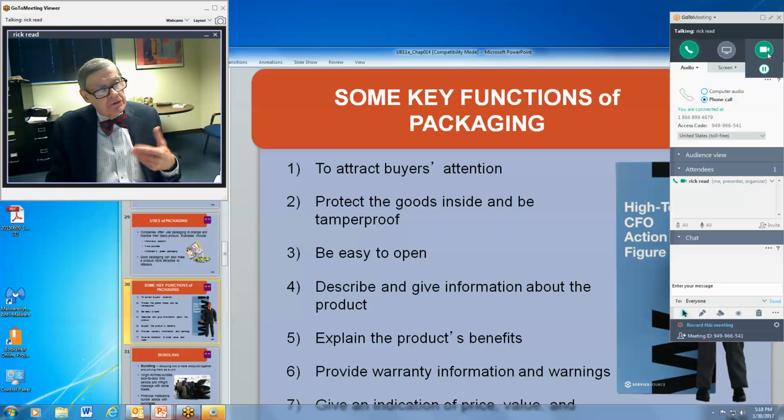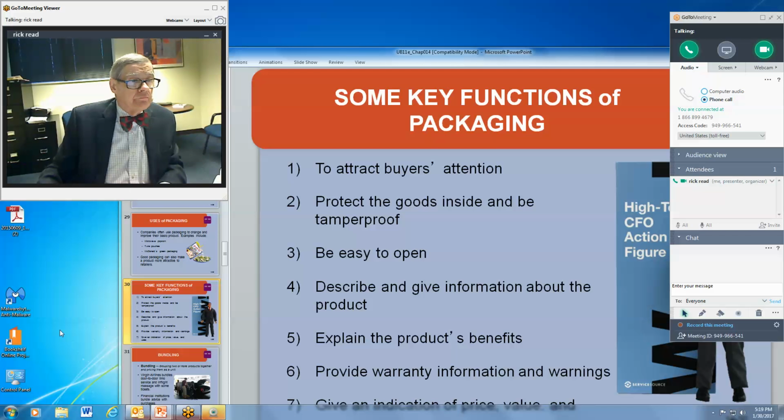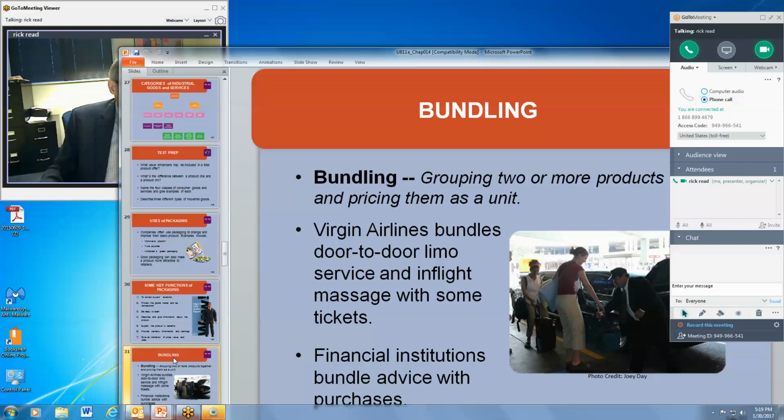Why is it beneficial to us? If we think about food, it'll give us calorie count and what's in there, et cetera. Give us some kind of an idea if the product has a warranty, and some kind of a warning: be careful, don't use the product to do this or do that. And then some kind of an idea of the value, and perhaps not only the value, but the uses.